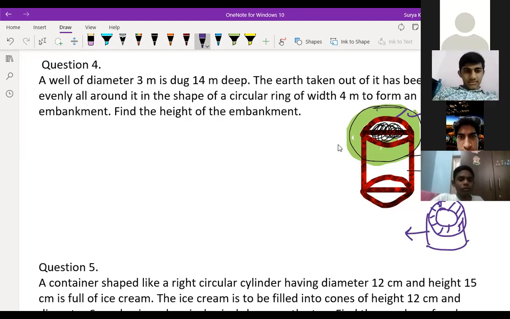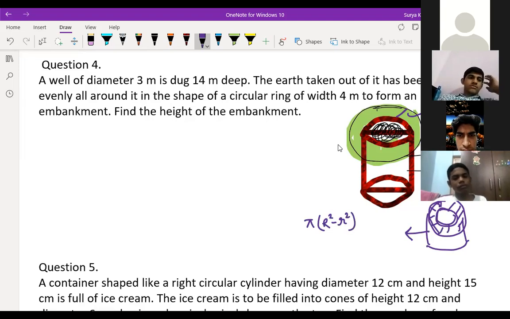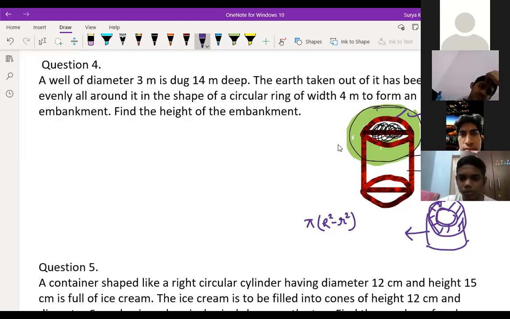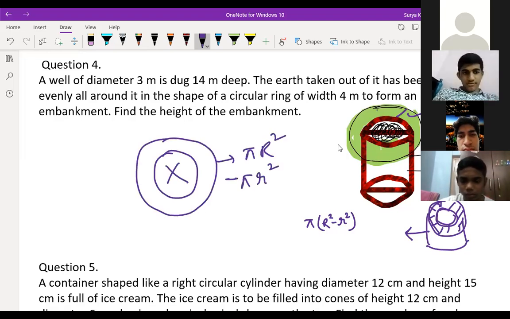See, capital R square minus small r square. First you do that. So we write pi R square minus pi r square, which is the area of concentric circles. This is the big circle area, pi R square, and we don't want the inner one, so we subtract pi r square. Understood?